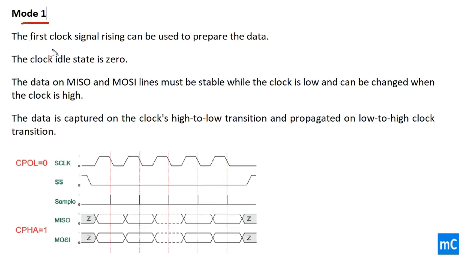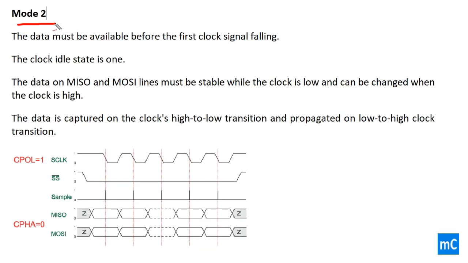Next, we will see mode 2. The first clock signal rising can be used to prepare the data. The clock idle state is 0. The data on MISO and MOSI lines must be stable while the clock is low and can be changed when the clock is high. The data is captured on the clock's high to low transition and propagated on the low to high clock transition. Mode 2 is somewhat similar to mode 0.